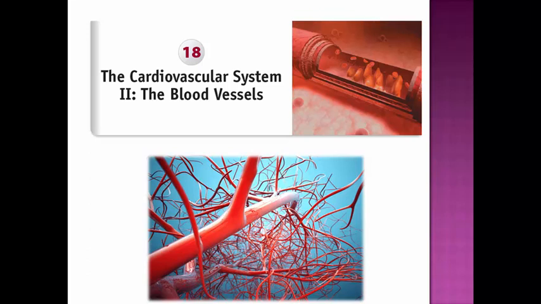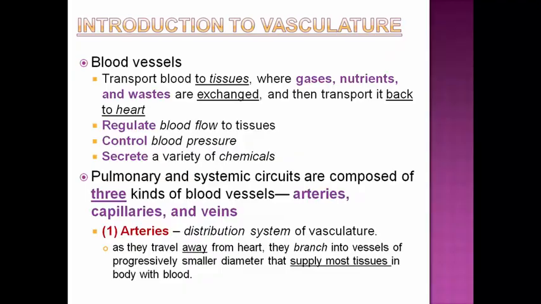In Chapter 18, now we're going to focus on the blood vessels that make up the cardiovascular system. So we'll look at arteries, capillaries, and veins. As an introduction, we've already talked about how the blood vessels are needed to transport the blood to the tissues, and then of course transport it back to the heart.